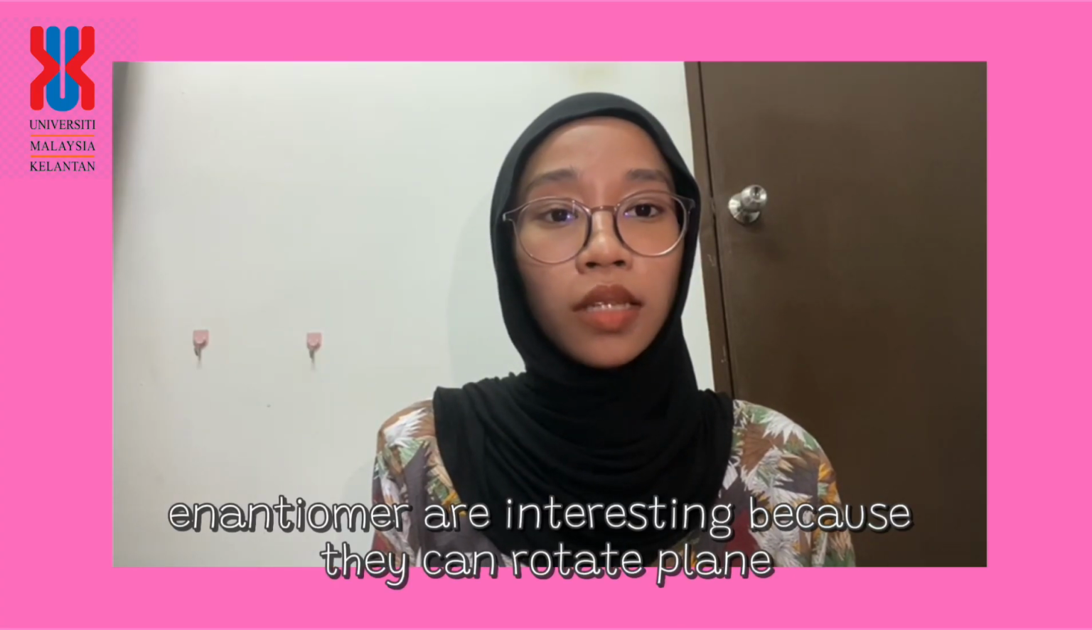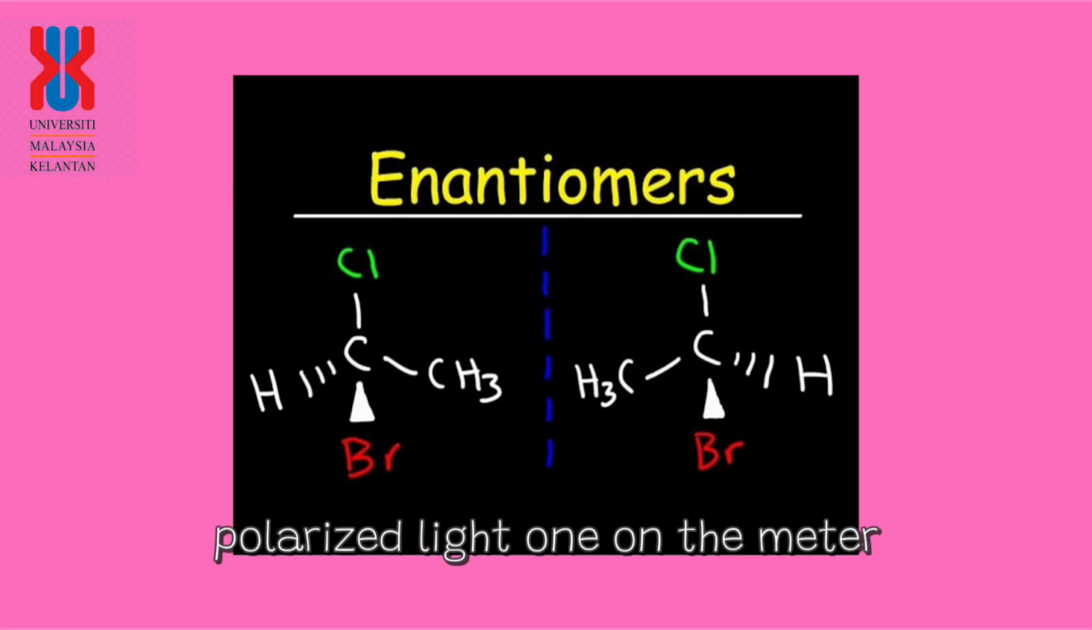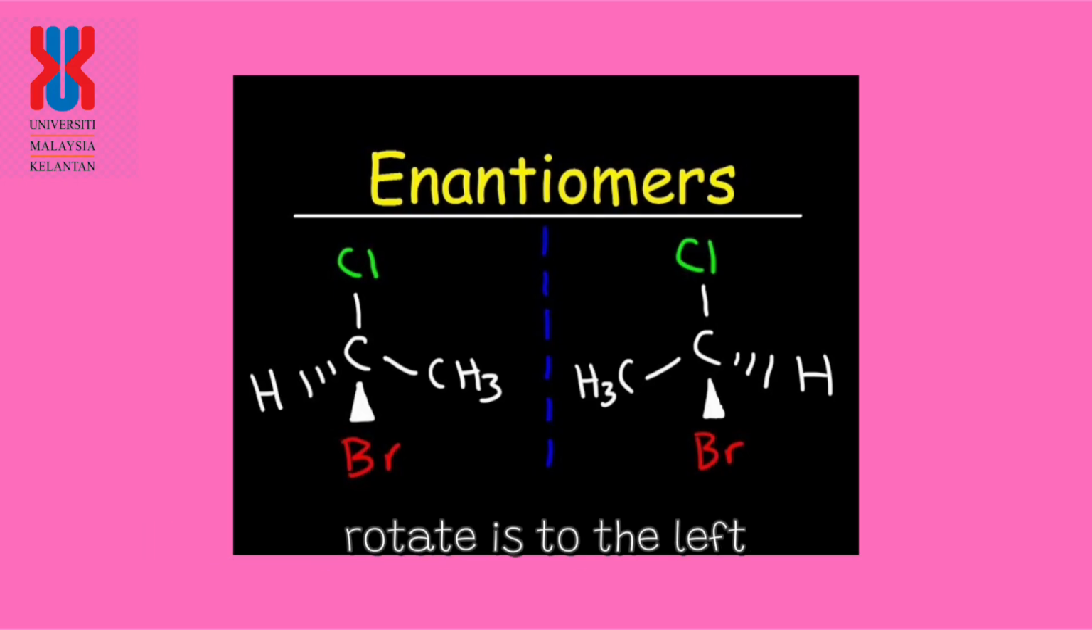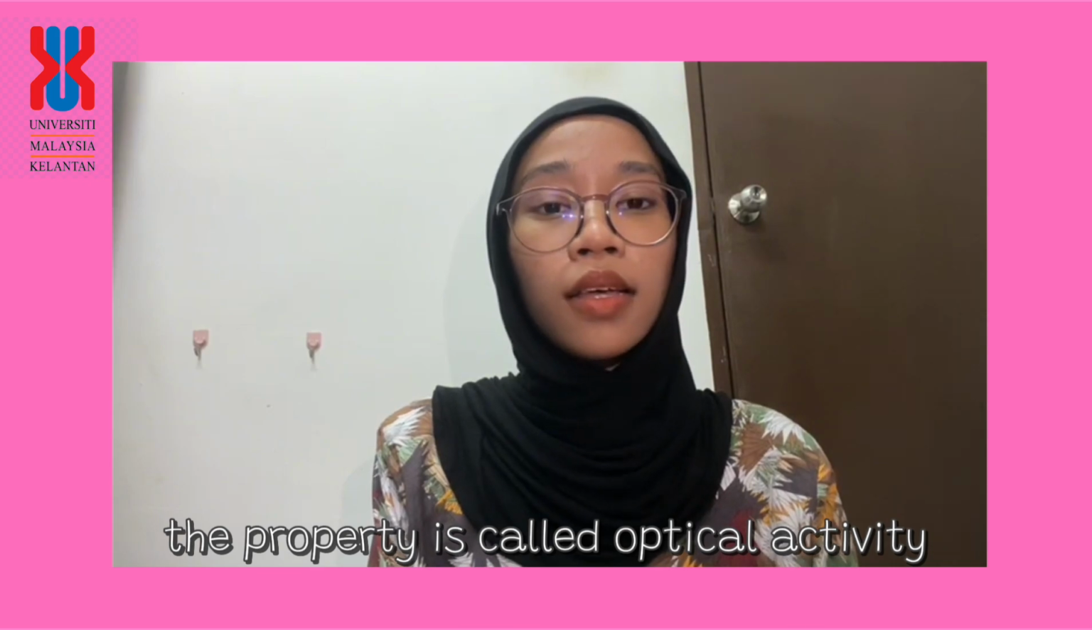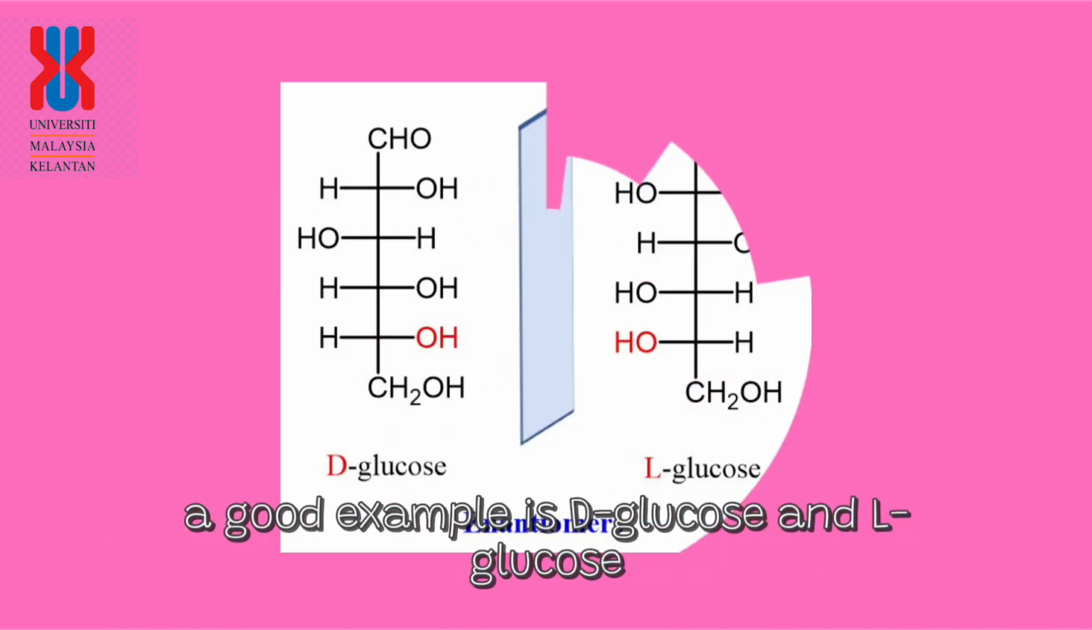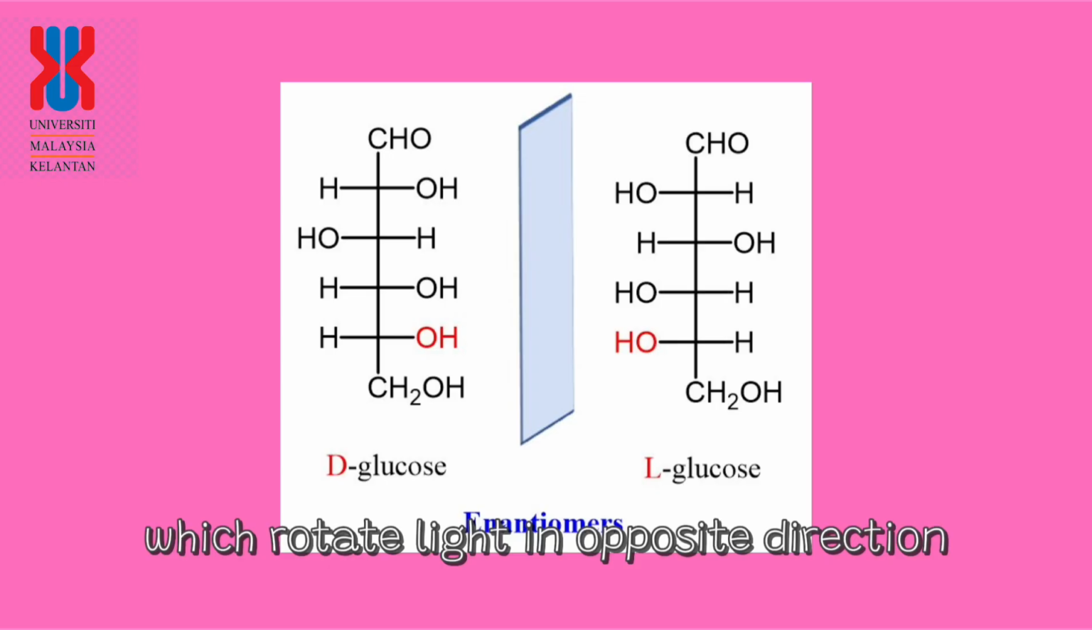Enantiomers are interesting because they can rotate plane polarized light. One enantiomer rotates light to the right, while the other rotates it to the left. The property is called optical activity. A good example is D-glucose and L-glucose, which rotate light in opposite directions.